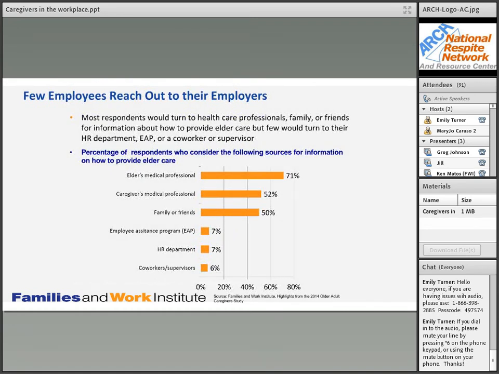Finally, few employees reach out to their employers, according to our data. When we asked who would you turn to for information about how to provide elder care, employee assistance programs, HR departments, coworkers, and supervisors came in very, very low. They were much more likely to talk to a medical professional or family or friends.